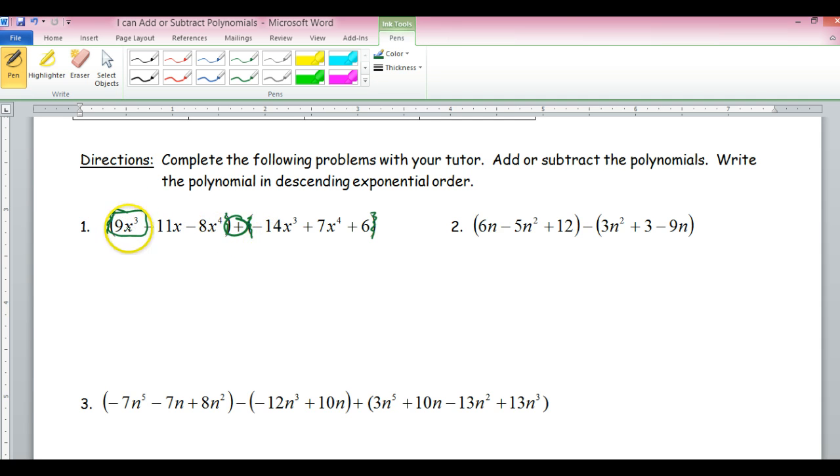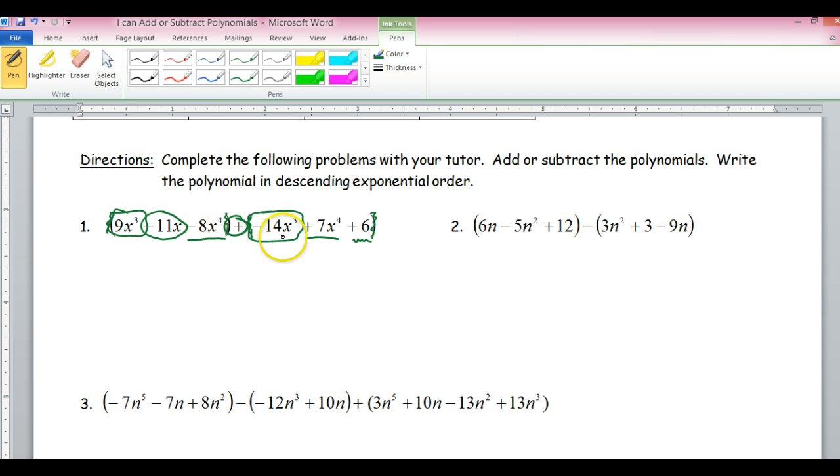So if I take 9x to the third, its like term is negative 14x to the third. Negative 11x, oh, no like term to it. Then we have negative 8x to the fourth, we have 7x to the fourth, and then 6. Notice how I try to identify which ones are like terms. Now, once I go to write them, I basically start with the highest exponent.